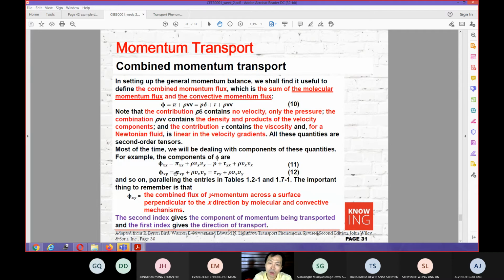For example, if we are talking about xx, then the pi xx will contain two terms, pressure and tau xx. On the other hand, the pressure term will not appear in the term xy. I think it is very important that you understand this point.